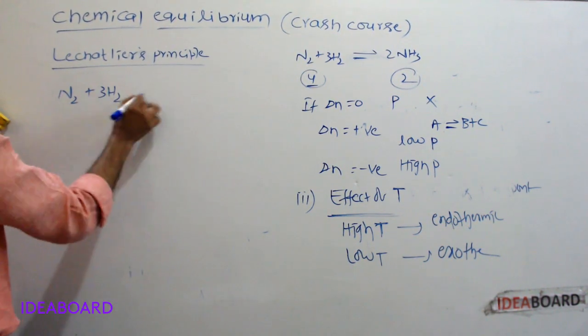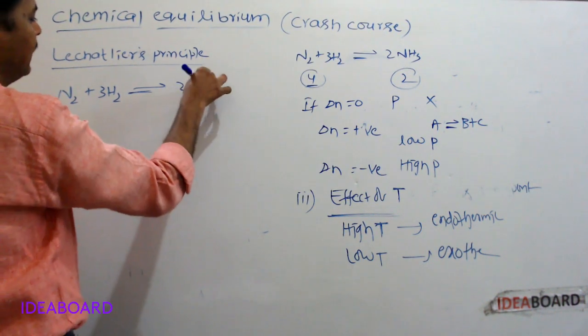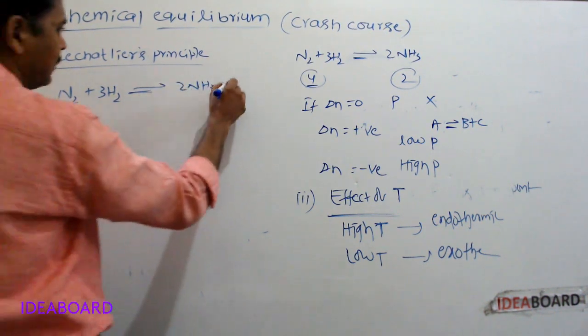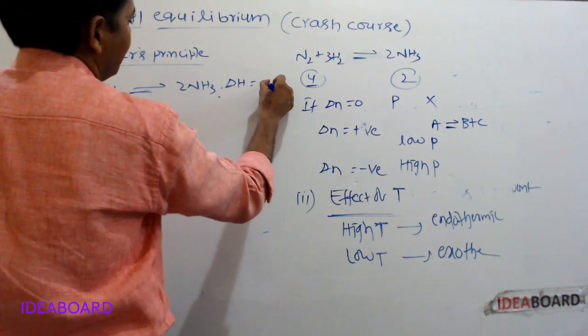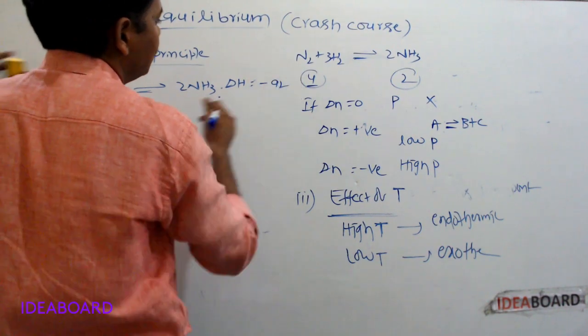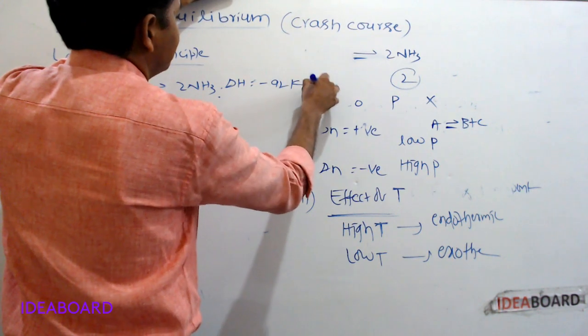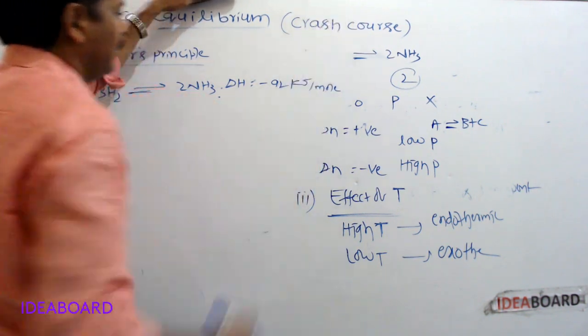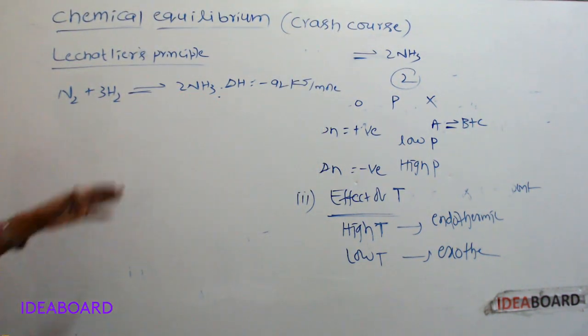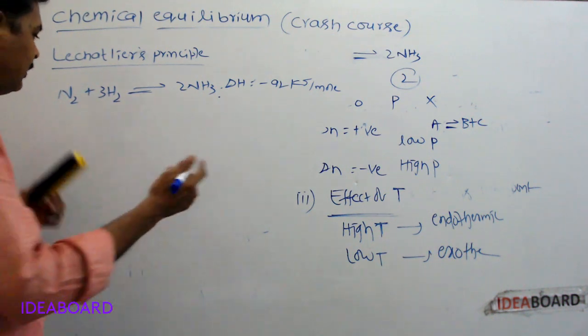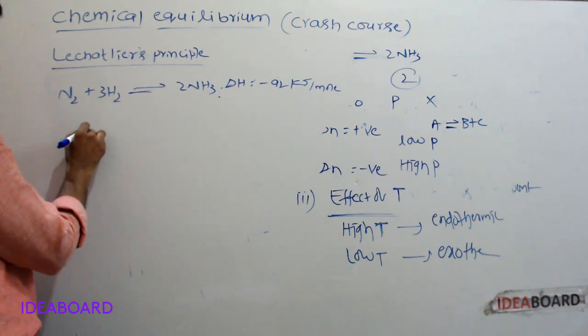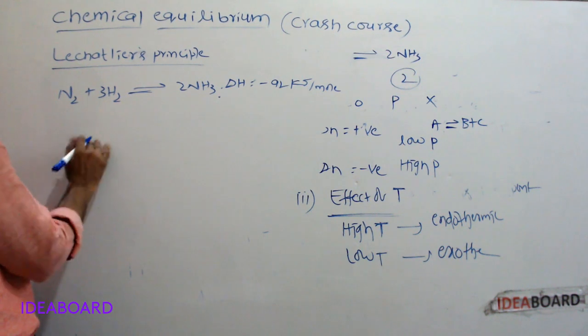N2 plus 3H2 gives rise to 2NH3. All are gases. Delta H is equal to minus 92 kilojoules per mole. For this reaction, what are the favorable conditions? Pressure, high pressure or low pressure? High pressure is favorable.